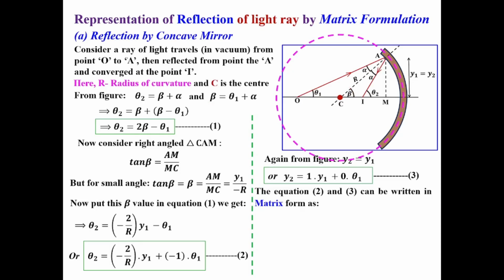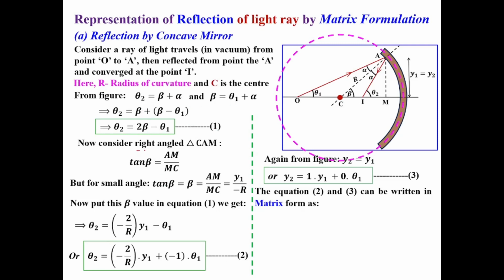Whatever I have written here is enough from your exam point of view. If this question is asked in your exam, this much you have to write. No need to think about your note, what you are going to write in your exam. This is enough. That implies theta 2 equals beta plus, instead of alpha, beta minus theta 1. That implies theta 2 equals beta plus beta minus theta 1, that is, 2 beta minus theta 1. Let this be equation number 1.